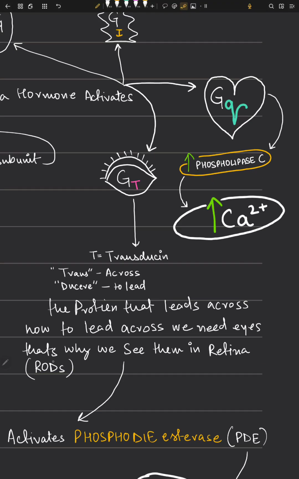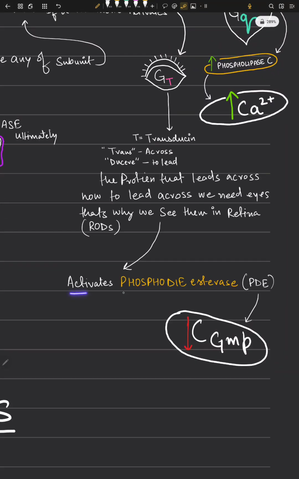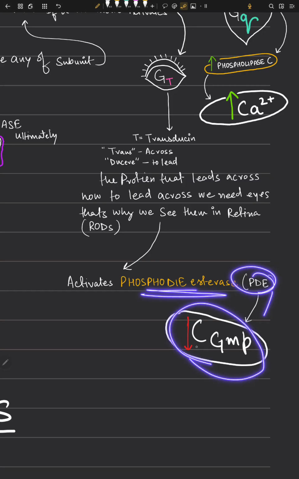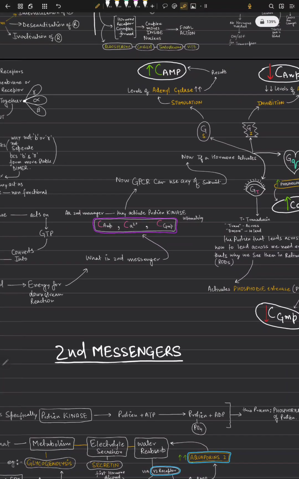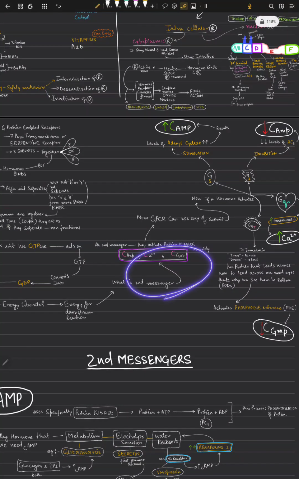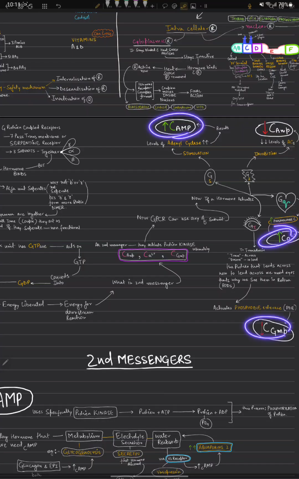Okay, cool. So rods and cones, there are two types of cells present in the retina. In the rods we have GT, and if they're activated, it activates phosphodiesterase PDE, and this reduces cyclic GMP. Cool. Now we know this. So now we understand second messengers. Let's talk about cAMP, let's talk about calcium, and let's talk about cyclic GMP.